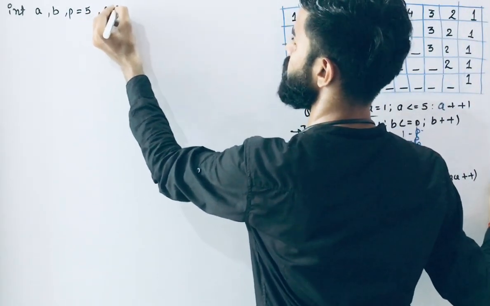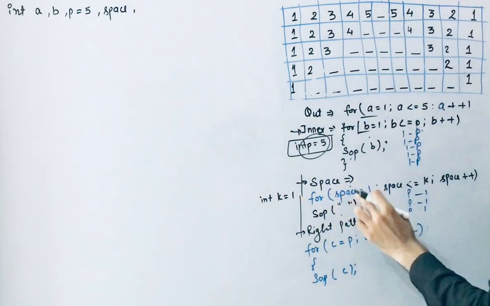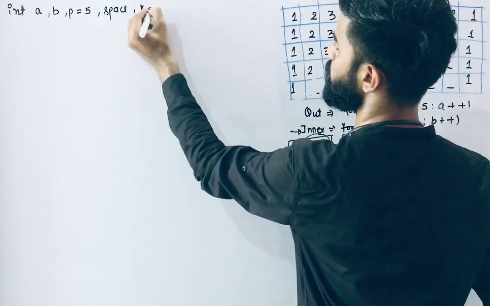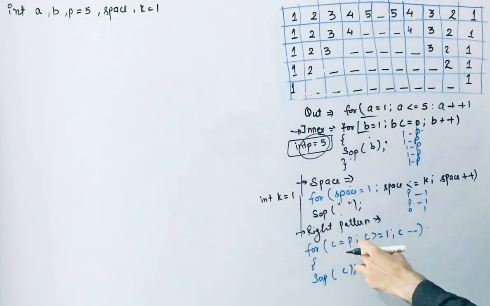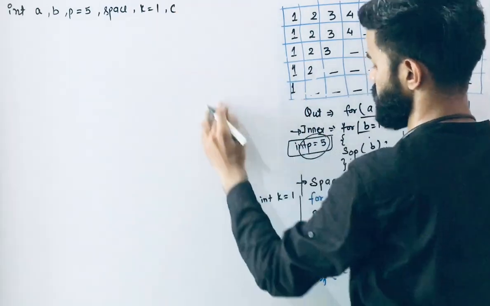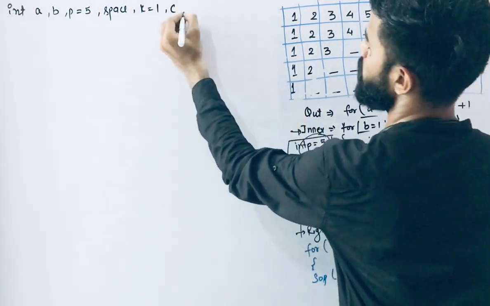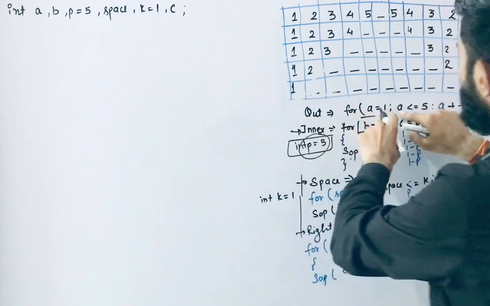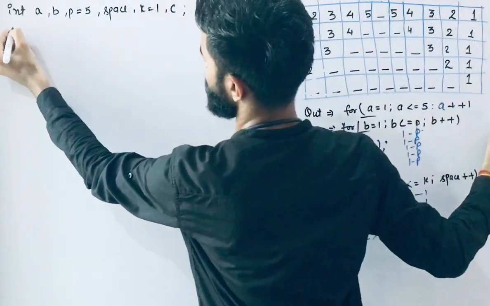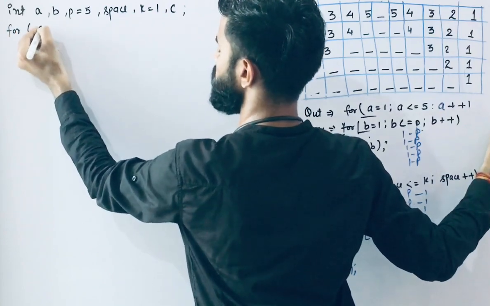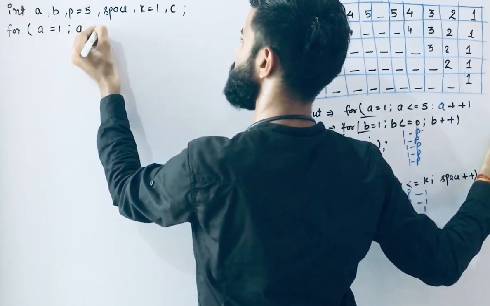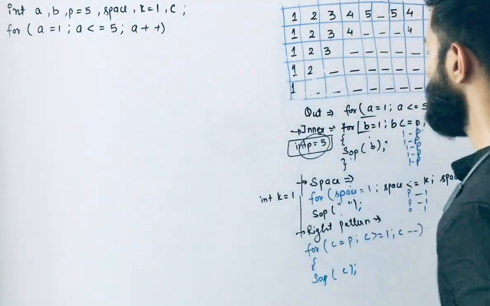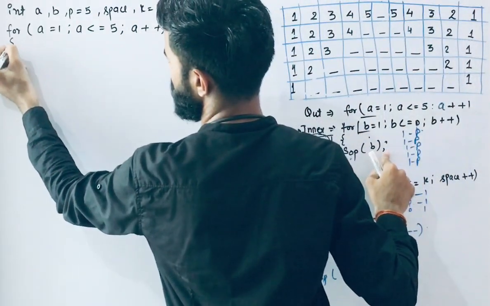So I'm writing here space, and then k, and k is 1, so k equal to 1, and then c, and then there is no other variable. So now I'm going to write, first of all, the outer loop, which runs from 1 to 5, because there are 5 terms. So I'm writing for a equal to 1, a is less than or equal to 5, a plus plus, okay, and this is our outer loop.